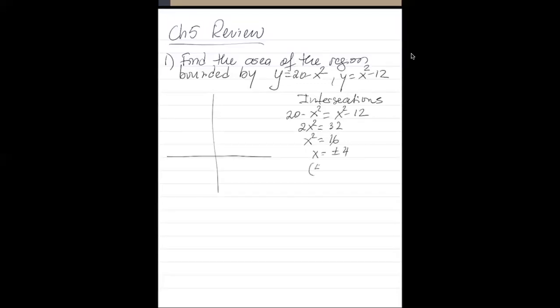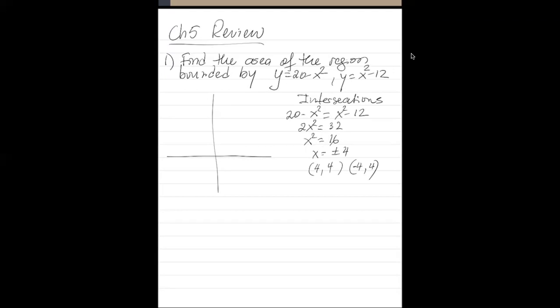We need those points as pairs, so if x is 4, substitute in either one of them, and you get y is 4, and if negative 4, y is also 4. So the points where the two parabolas intersect are (4, 4) and (-4, 4).